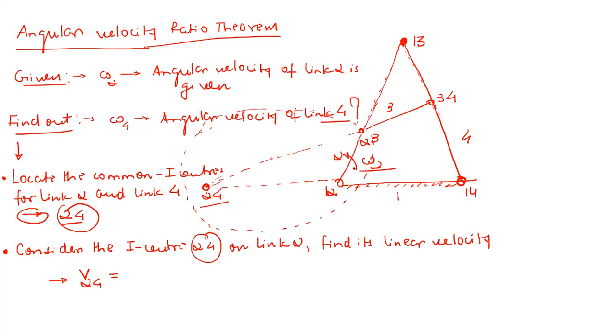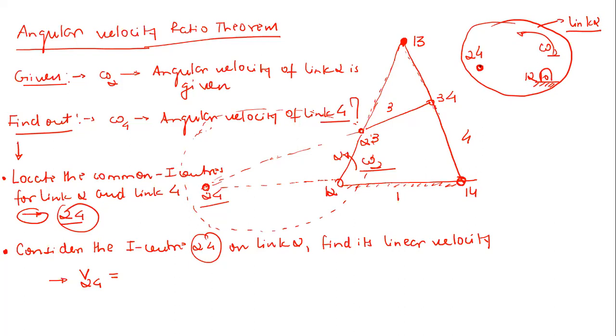Now first, what I'm doing, I'm trying to consider this I24 on link 2. So I am imagining that this link 2 is just a flat circular disk and it is containing this point 24. Just try to imagine this. If you draw a separate diagram, take this circular disk, and this is your point 24, and this is fixed at point 12. This circular disk is your link 2, and it is rotating with angular velocity omega 2.